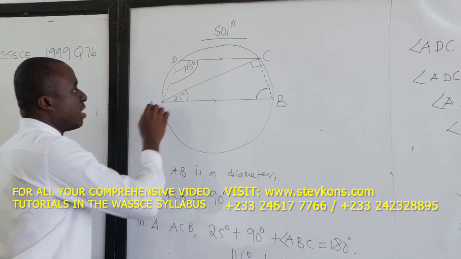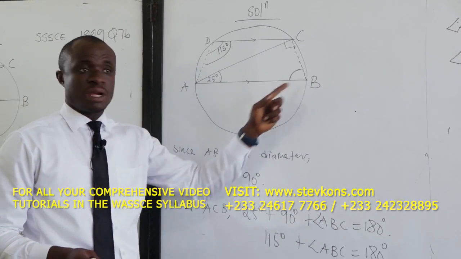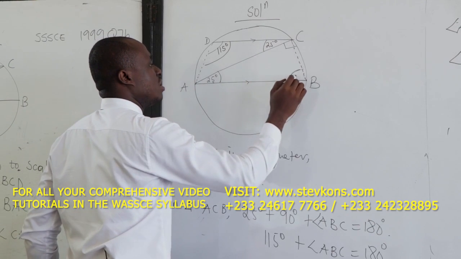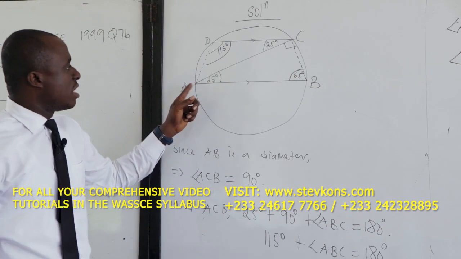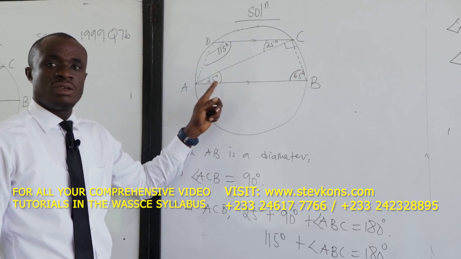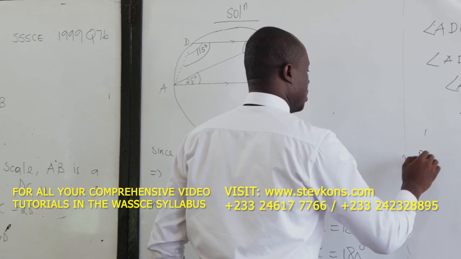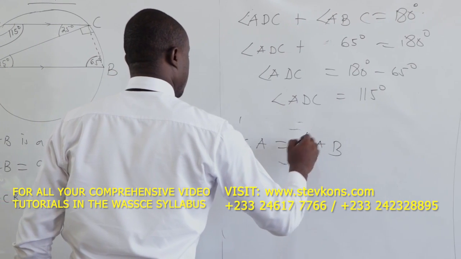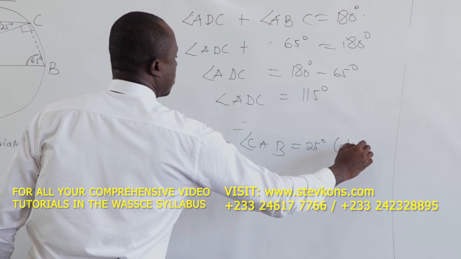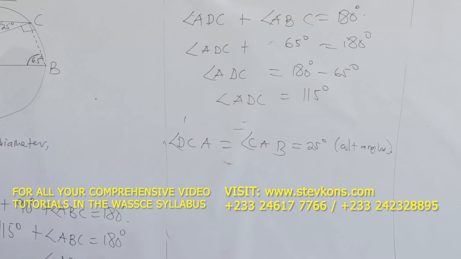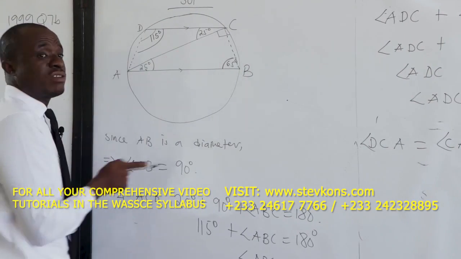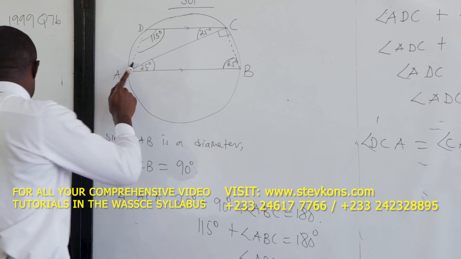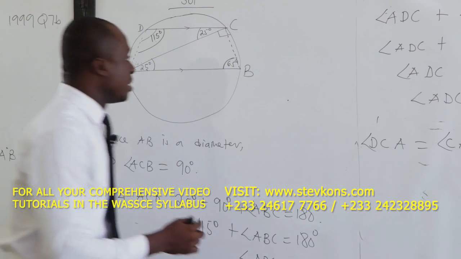Now, AC is also a transversal, because this and that are parallel. AC is a transversal, and clearly if this is 25 degrees, this side too is what? 25 degrees. Why? AC is a transversal, so the angle here alternates to the angle here. So you can say that DCA is equal to CAB, and this is 25 degrees, alternate angles. Now what can we see here? We can see that ADC is a triangle, and the sum of angles in a triangle is equal to 180. So 115 plus 25 plus CAD equal to 180 degrees.